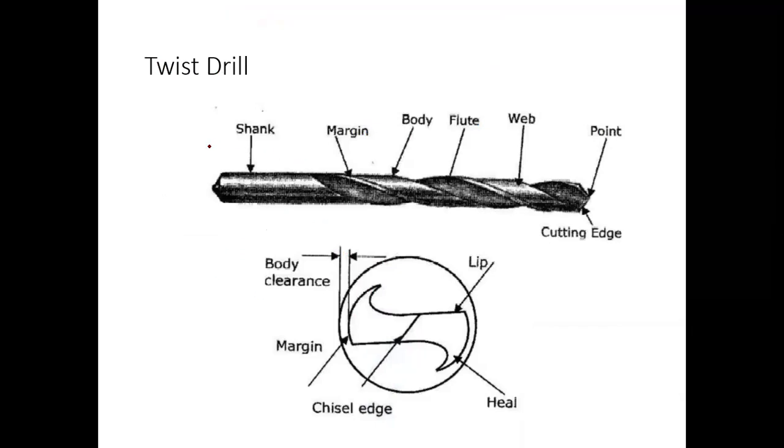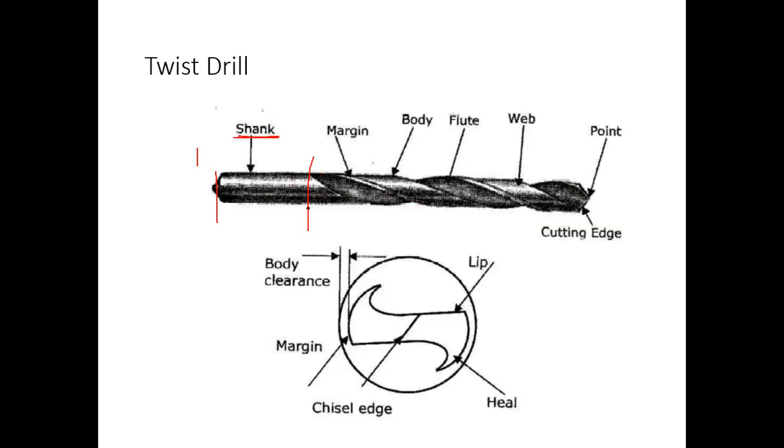So this is the typical drill bit, also called a twist drill. In this, the basic parts of the drill: the portion which is inserted in the machine is called the shank. And the remaining portion, which goes into the workpiece and removes the material, is called the body of the drill bit or twist drill.